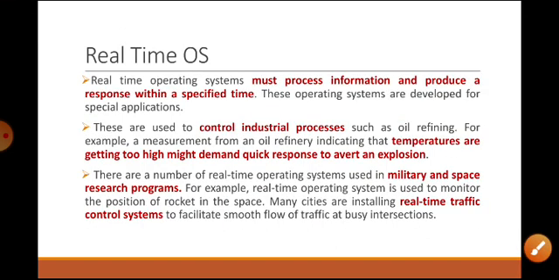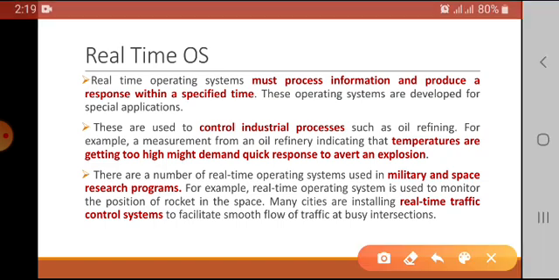The third one is the real-time operating system. Real-time operating systems are those systems which get the data coming from some industry or some environment. Real-time operating systems must process information and produce a response within a specified time. These operating systems are developed for special applications. We cannot use real-time operating systems on our simple microcomputers. These are used to control industrial processes such as oil refining.